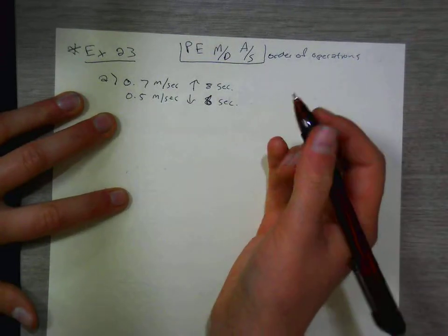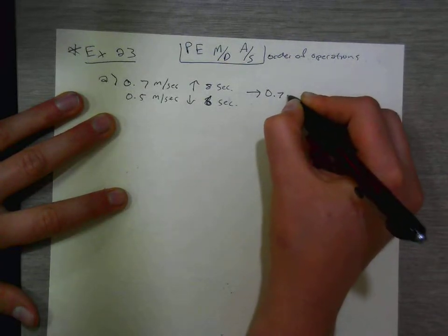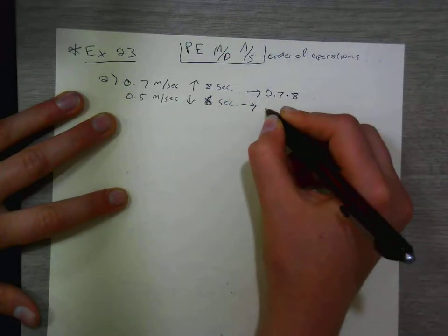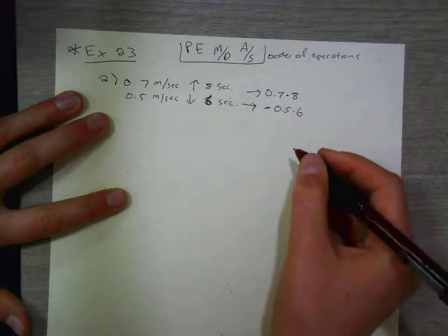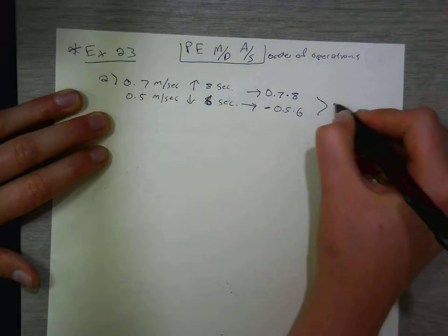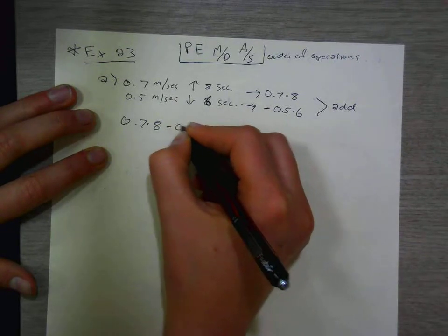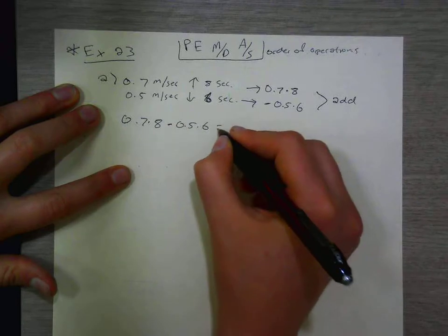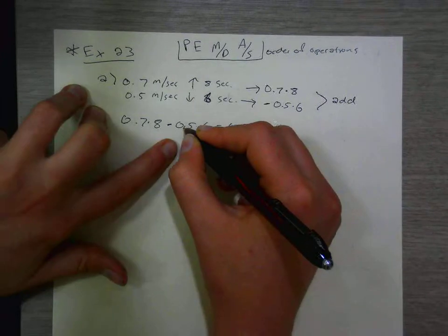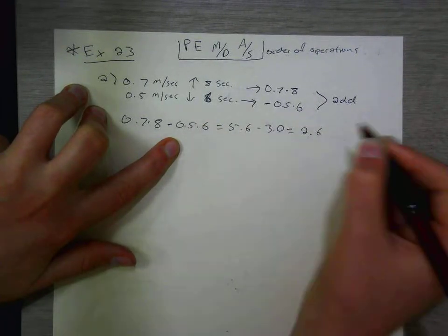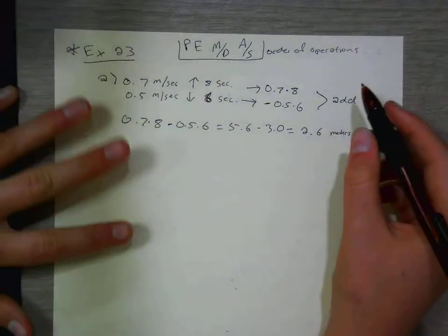So let's do a problem. To figure out how much it went up, you're just going to say 0.7 times 8. To say how much it went down, you're going to say negative 0.5 times 6, because it went down. So now to figure out the total, we're just going to add these. So 0.7 times 8 minus 0.5 times 6. Remember, multiplication goes first. So 0.7 times 8 equals 5.6, minus 3.0 is these two. And that gives us the answer of 2.6. So the overall change was 2.6 meters. And because it's positive, we know that it went up.